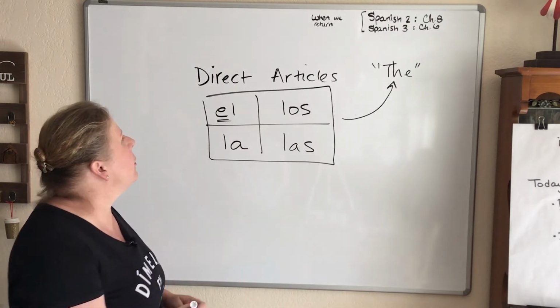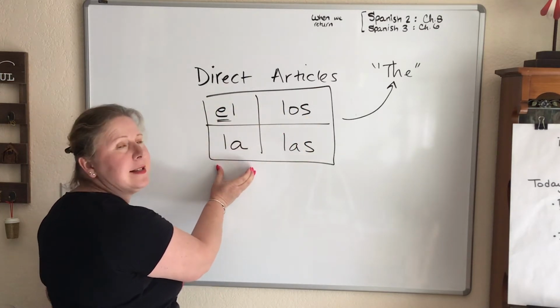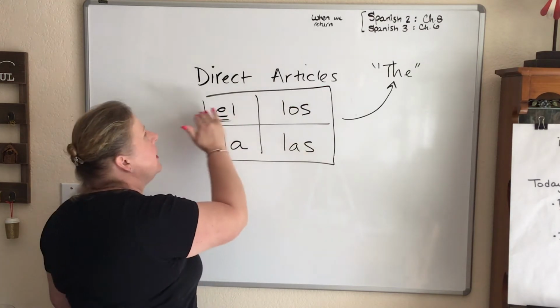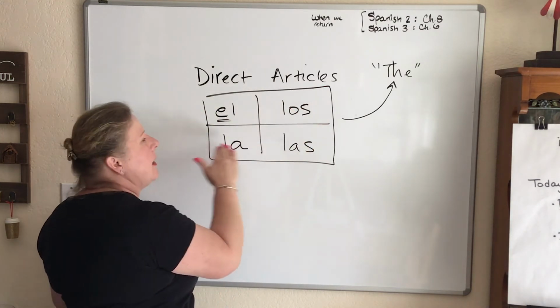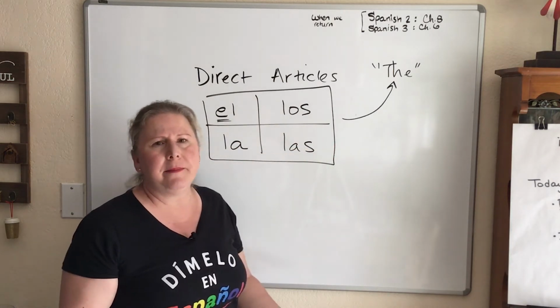All right. So things need to correlate. I want you to see this side of the chart is singular. This side of the chart is plural. This up here is masculine. This down here is feminine. All right. So what exactly does that mean?